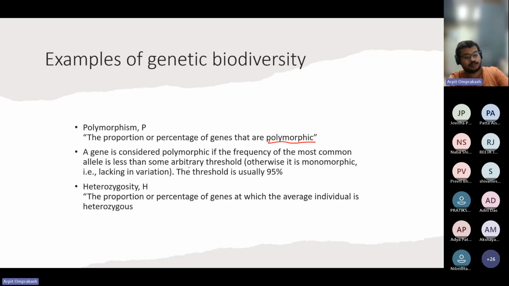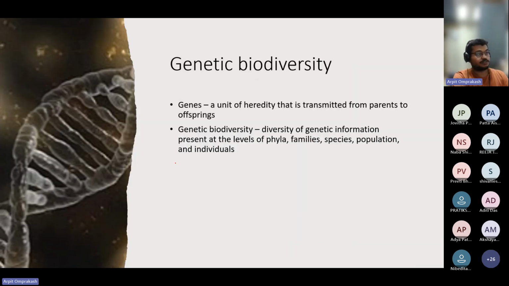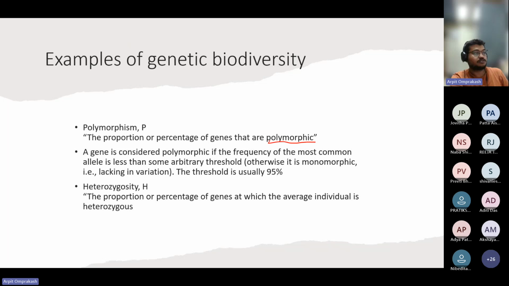So a gene is considered to be polymorphic if the frequency of the most common allele is less than this threshold. Now, polymorphism P is given as the proportion of genes that are polymorphic in a given population, in a given organism, or anything. As mentioned here, genetic diversity can be calculated at the levels of phyla, family, species, and population. So we can have polymorphism at the level of species and also at the level of population.